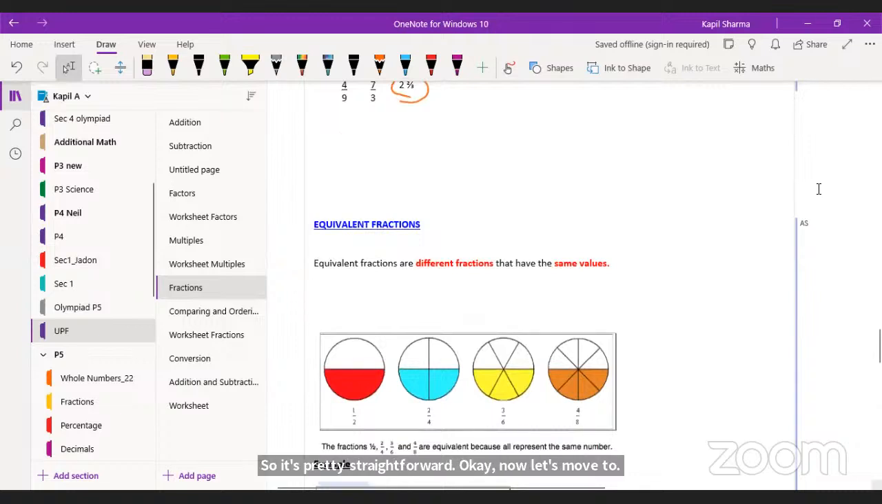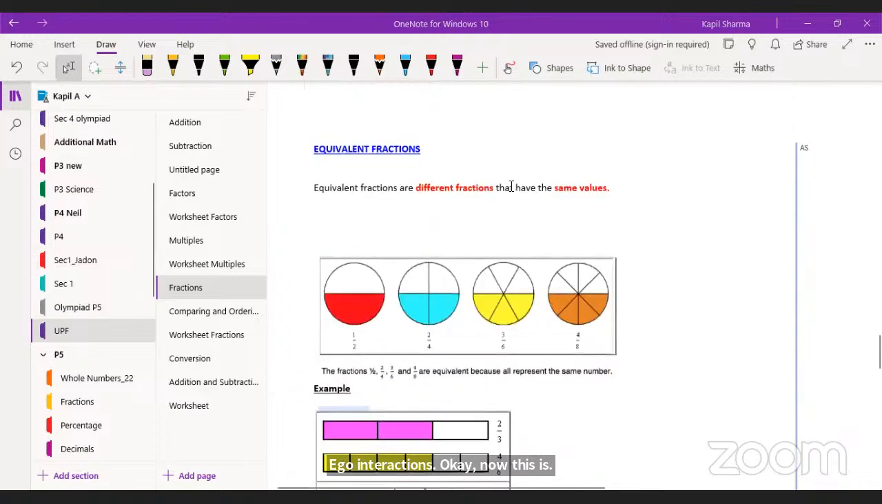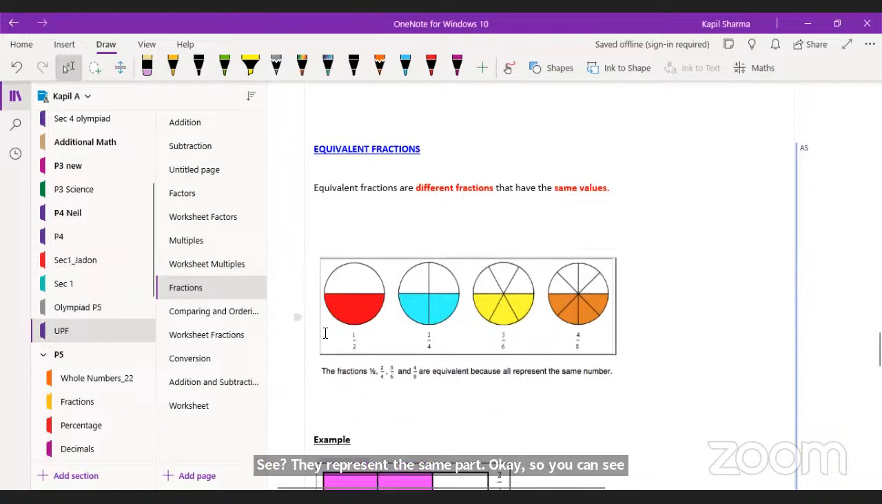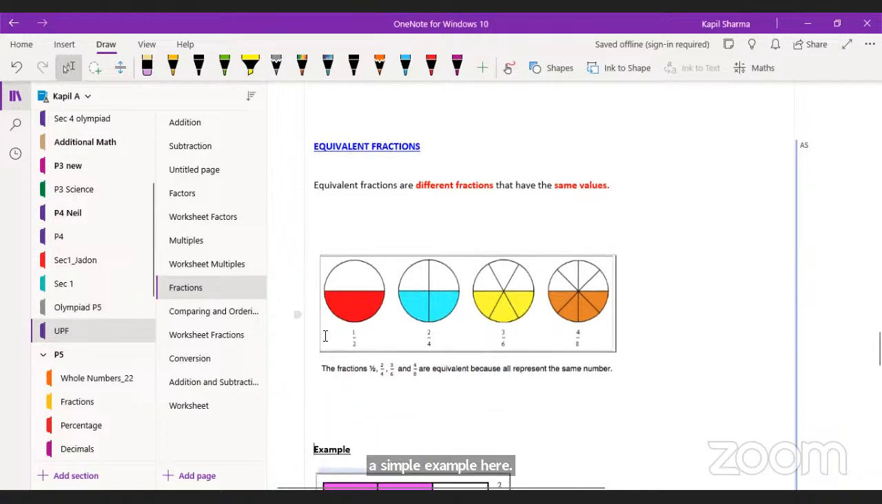Okay. Now this is important. So equivalent fractions are different fractions that have the same value. Their numerators and denominators may be different, but they have the same value. They represent the same part. Okay. So you can see a simple example here. You can see a circle.